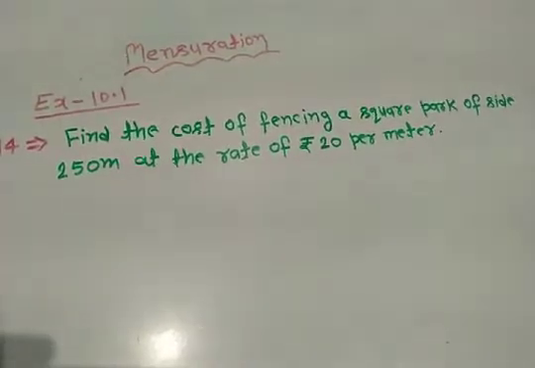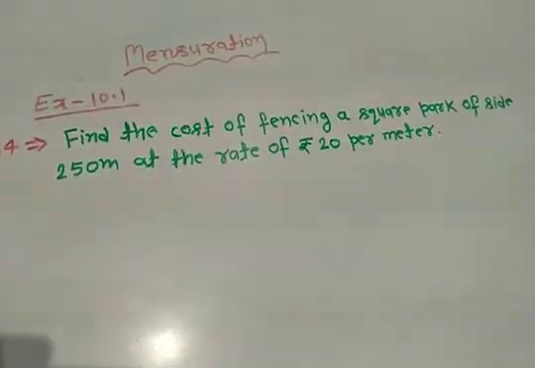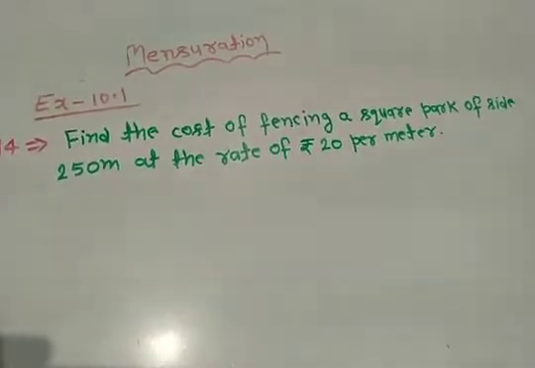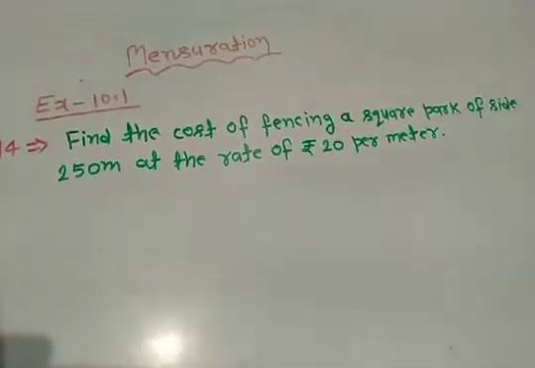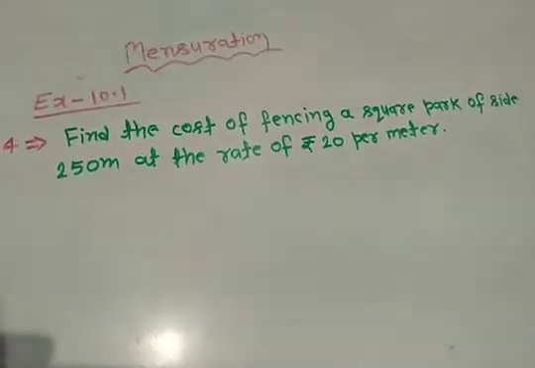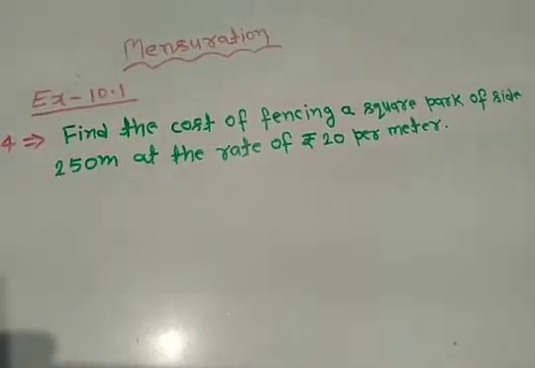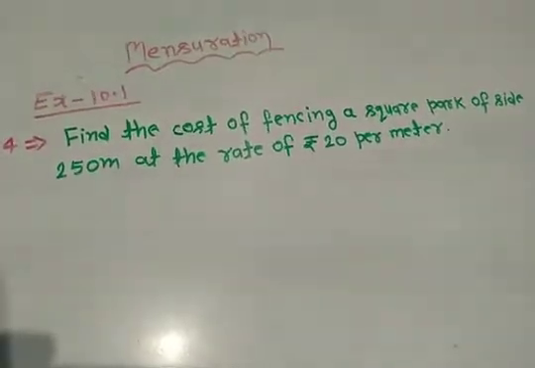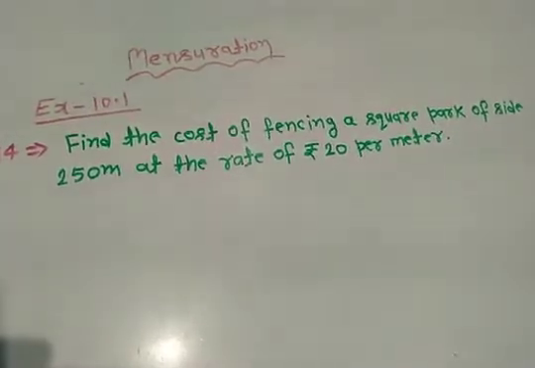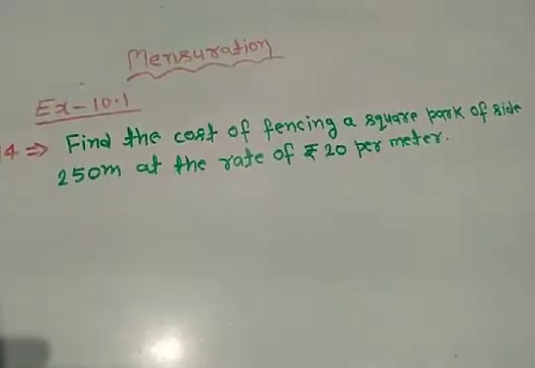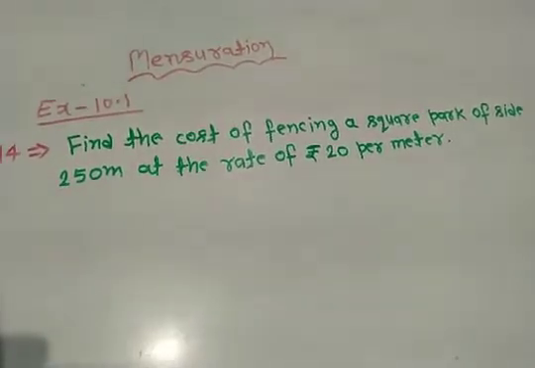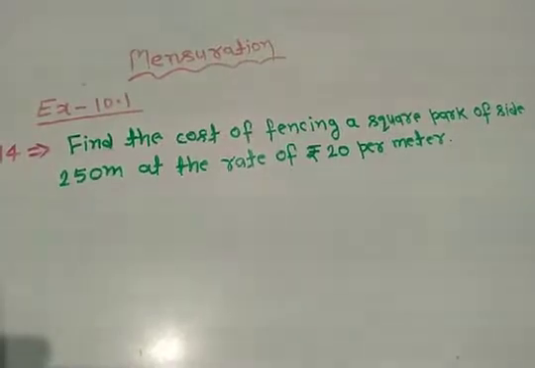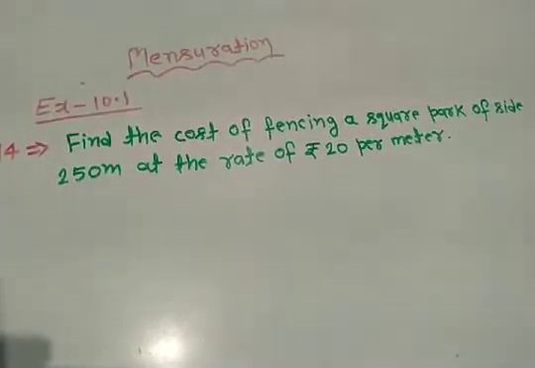So we find the perimeter, because the length of fence is equal to the perimeter of the square. The perimeter of a square is equal to 4 into the length of side. So here the side is given, 250 meters. So the perimeter of the square is 4 into 250 meters, which is equal to 1000 meters. This is the perimeter of the square park, and this is equal to the length of fence.